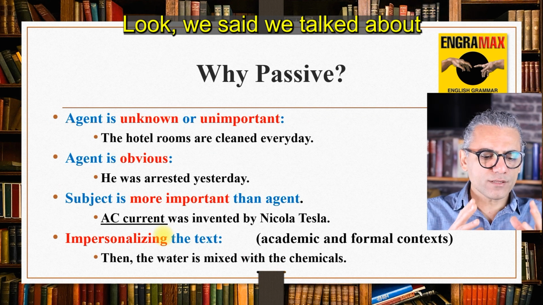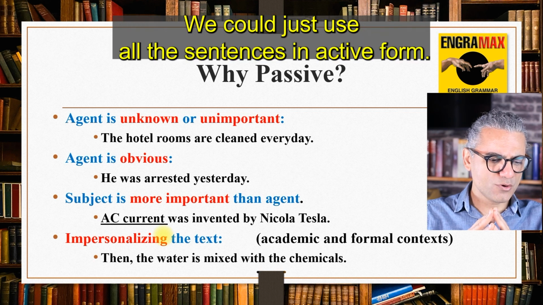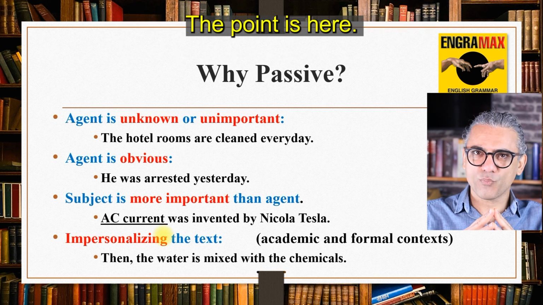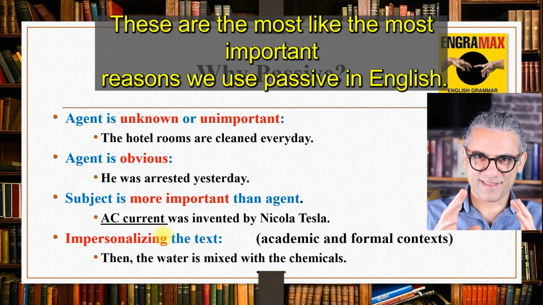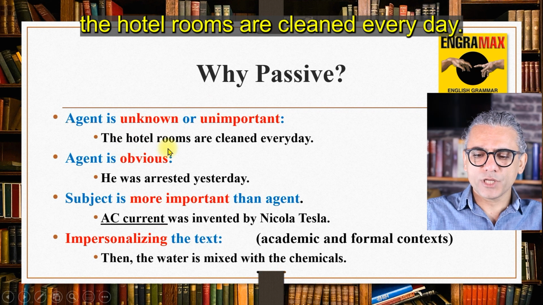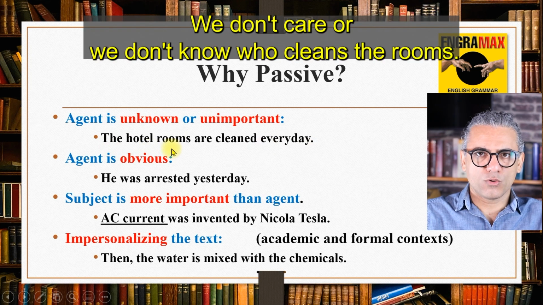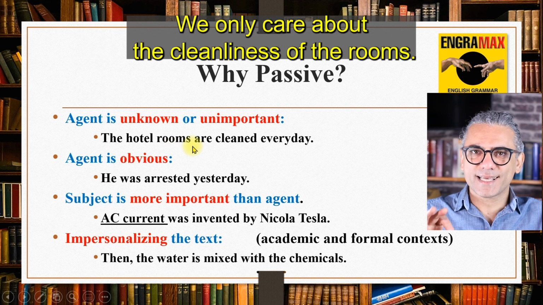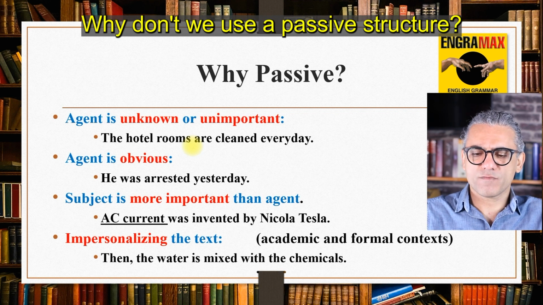Look, we talked about different aspects of passive, but why do we use passive? Why bother? What is the point of using passive? You could just use all the sentences in active form. The point is here. These are the most important reasons we use passive in English. Sometimes the agent is unknown or unimportant. Example, we say, the hotel rooms are cleaned every day. We don't care or we don't know who cleans the rooms. We only care about the cleanliness of the rooms. So the agent is unknown or unimportant. We use a passive structure.